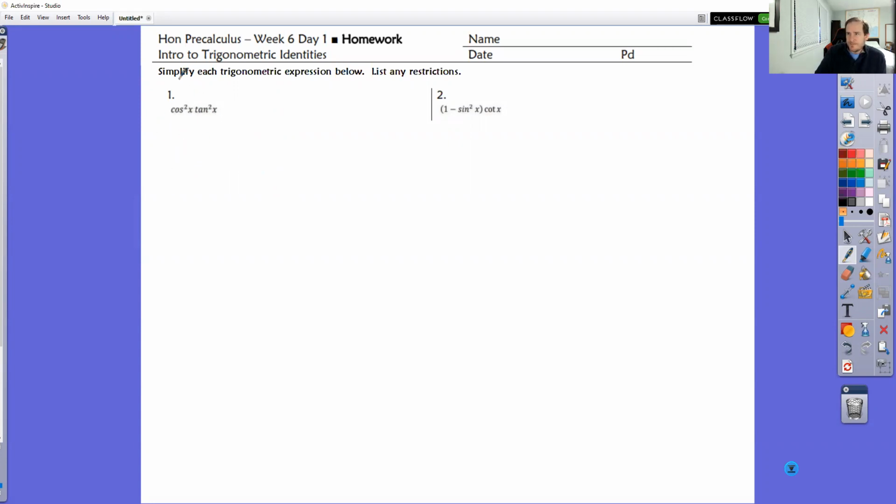We're simplifying each trigonometric expression. That just means take a complicated trig expression and make it simpler. We'll apply the identities we've got, which are not that many: reciprocal identities, quotient identities, and Pythagorean identities. I hesitate to even list the co-function identities because frankly, they're not going to come up, at least not on this homework. I reserve the right to bring them up later, I suppose.